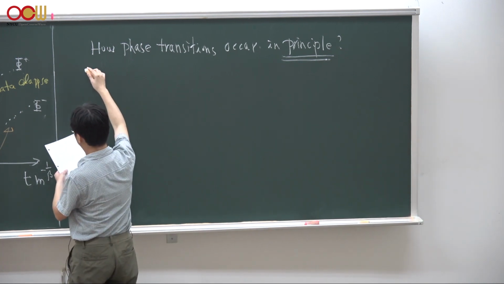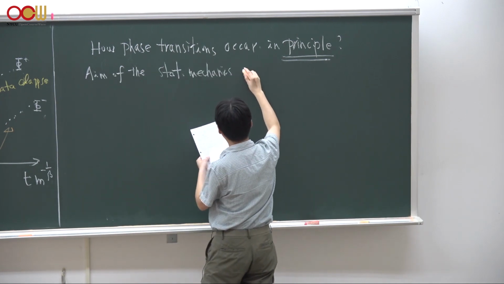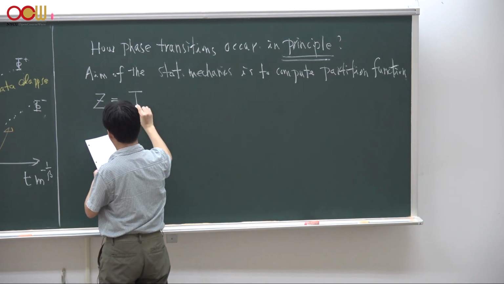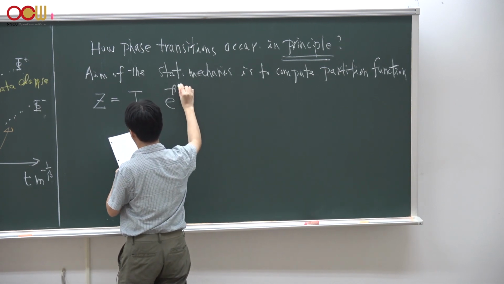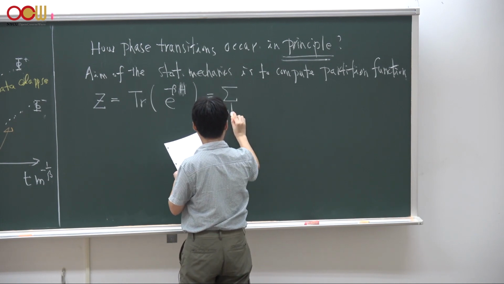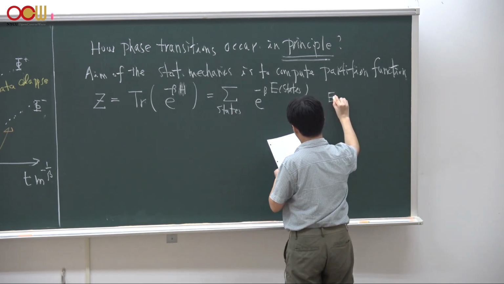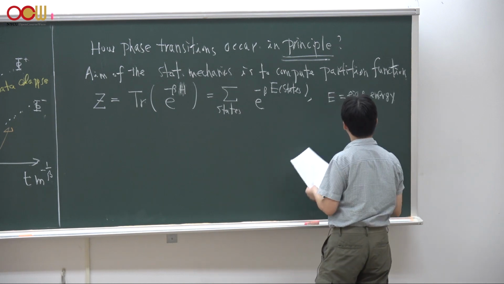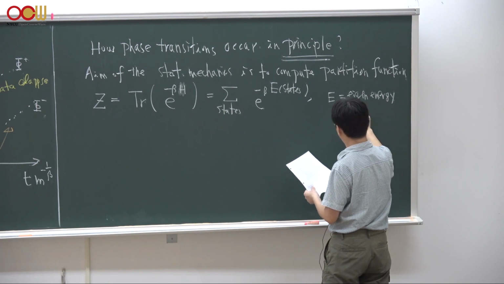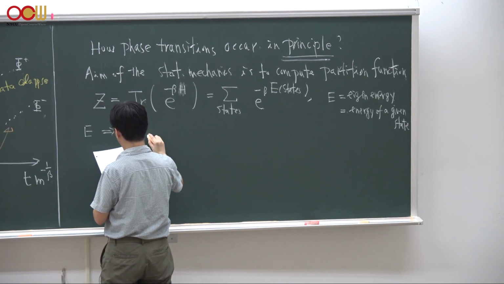So let's come back to this statistical mechanics. The goal of stat mech is to compute the partition function. Z is defined as this trace of e to the minus beta H, where H is the Hamiltonian, which is equivalent to the sum over all the eigenstates of e to the minus beta E, where E is the eigenenergy of the system. Okay, so of course this is quantum mechanics, but E could be just the energy of a given state. So this energy comes from the Hamiltonian of a given region.